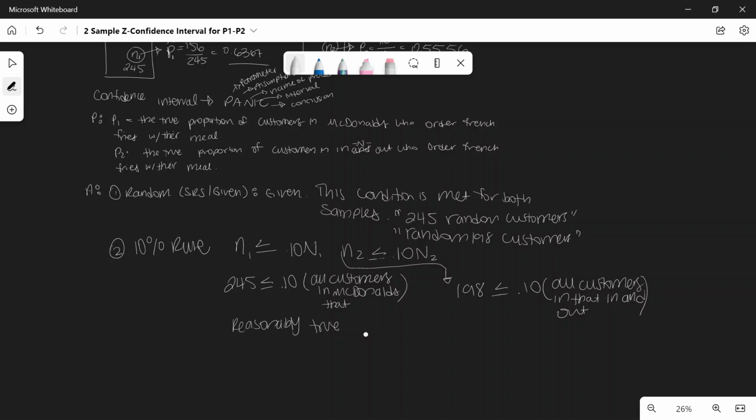All customers in that McDonald's, and all customers in that In-N-Out. So we're going to say that's also reasonably true. We can't actually solve for it and have a capital N and be like, oh yeah, it is less than or equal to. We just usually say it's reasonably true. And if it's not reasonably true, you just say condition not met, proceed with caution, and then you continue on.